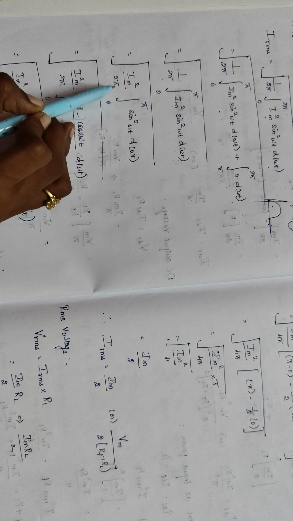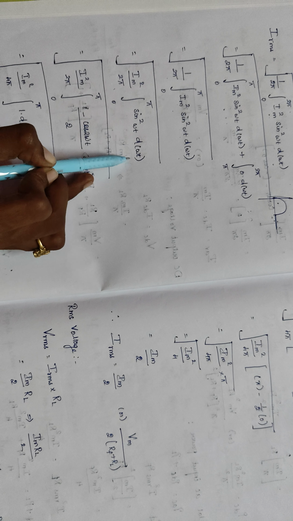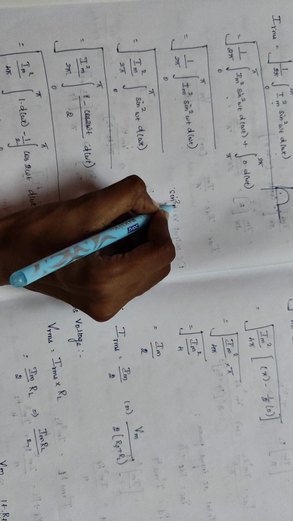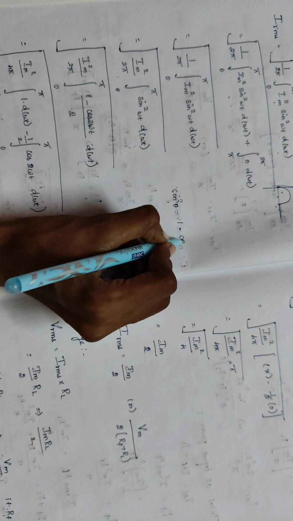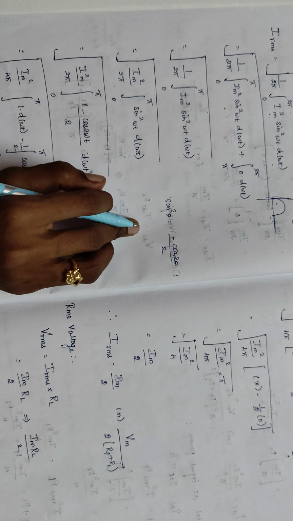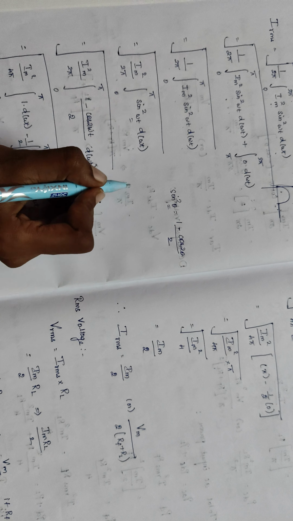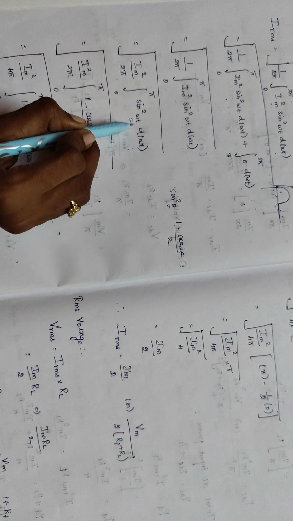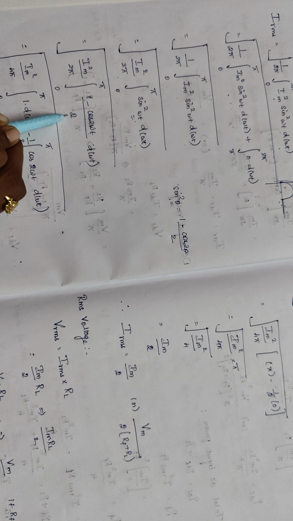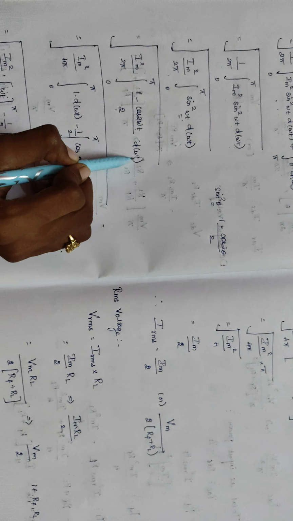So Im square divided by 2 pi, 0 to pi, sine square omega t d omega t. Now you all know that sine square theta is equal to 1 minus cos 2 theta divided by 2. This is the formula of sine square theta. Here theta is nothing but omega t. So you can write this sine square omega t as 1 minus cos 2 omega t divided by 2 into d of omega t.